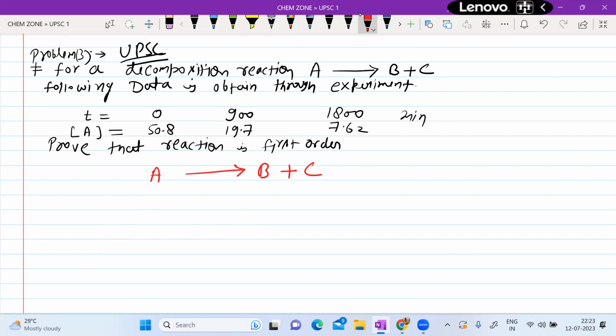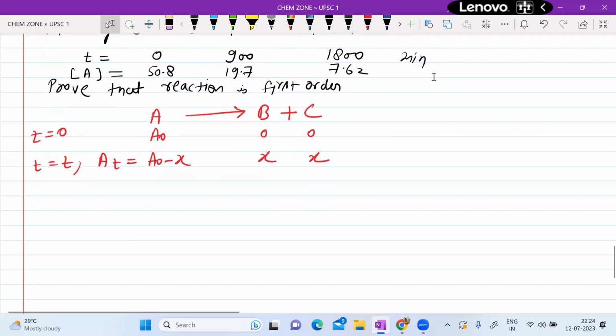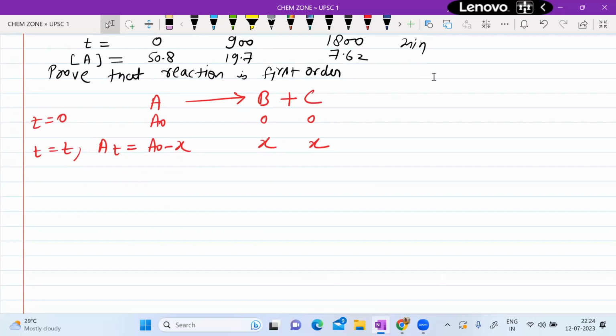For such kinds of reactions or questions, it is better to write the initial assumptions. Here we can write A naught is taken as the initial concentration, t is the time, At is the concentration of reactant remaining after time t, x is the amount of product formed. These are the assumptions. Whatever assumptions you are using, you must mention them in the problem.